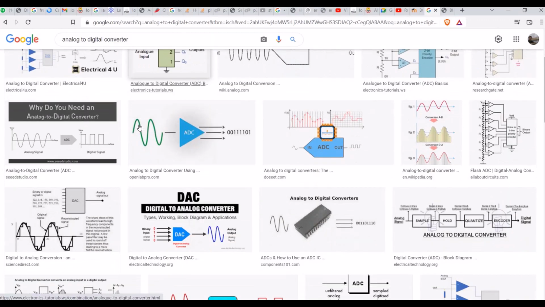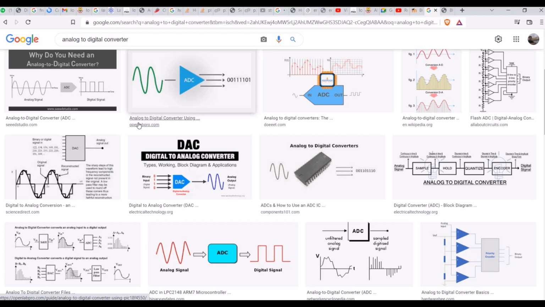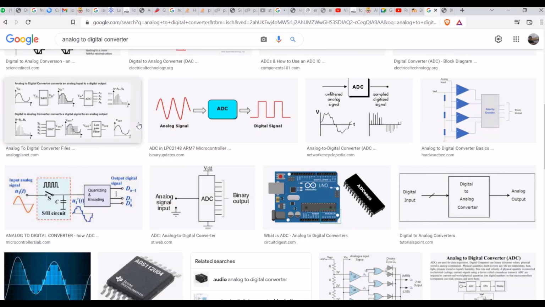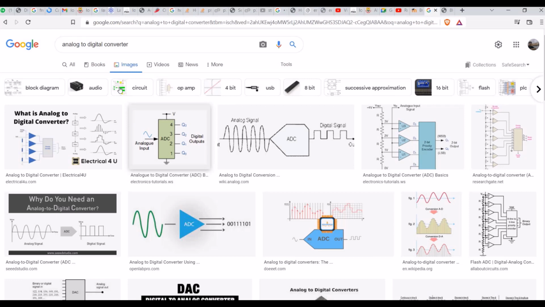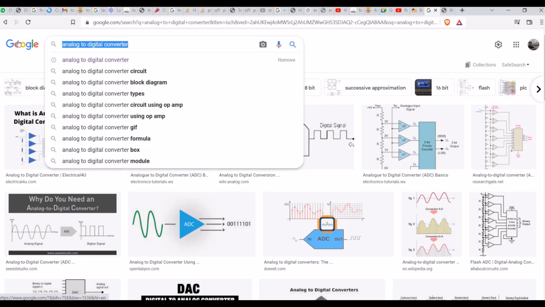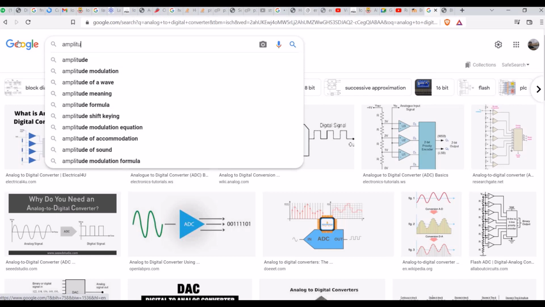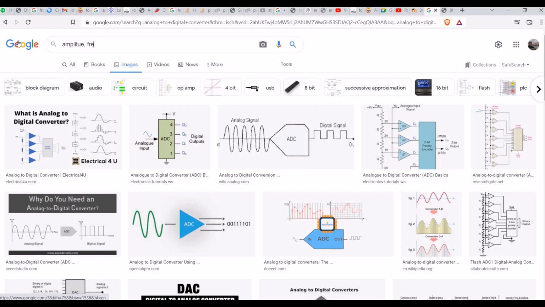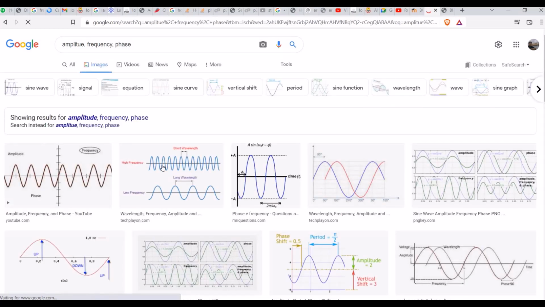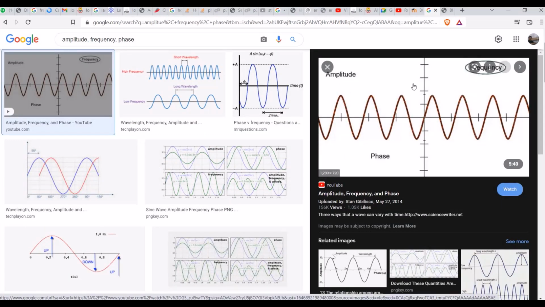So it's converted into different phases, different forms: amplitude, frequency, and phase. Okay, these are the three forms. Using these three forms, it modulates the signals. So amplitude I already explained, then frequency already explained, and phase.